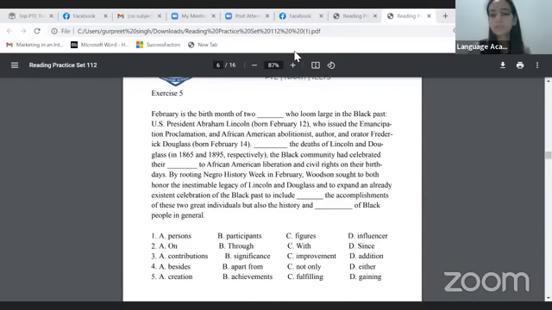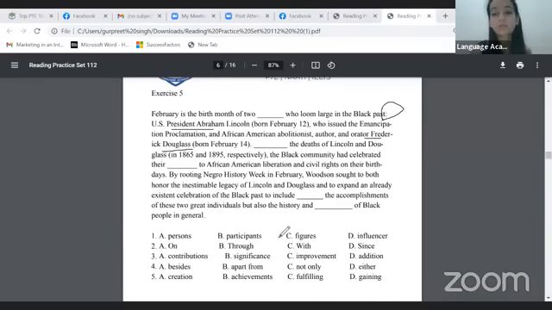Figures or persons? What is the difference between figures and persons? February is the birth month of two dash who loom large in the Black past. And who are these two people? US President Abraham Lincoln, who issued the Emancipation Proclamation, and African American abolitionist, author and orator Frederick Douglass.